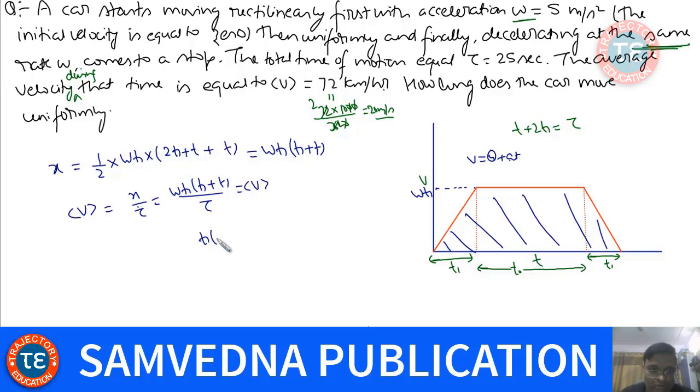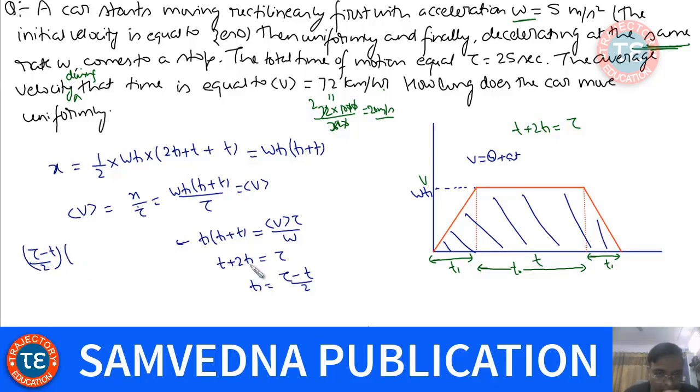So from here you get an equation, t1 plus t is v tau upon w, and the second equation was t plus 2t1 is tau. So from here, what I need to find is t. I want to find t basically. So from here we get t1 as tau minus t by 2. So this will give us tau minus t by 2.